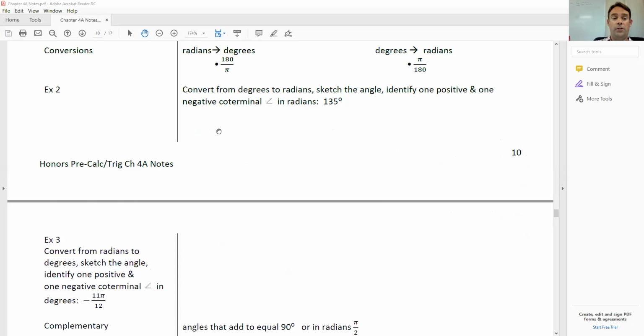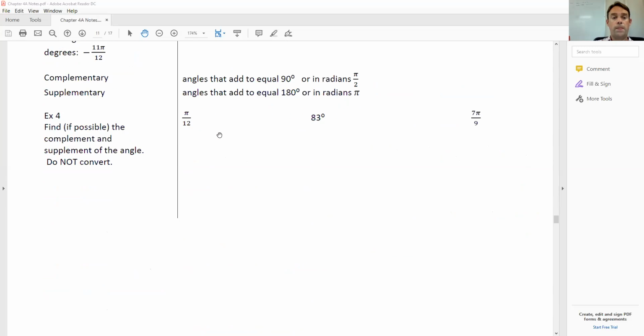All right, so we've learned to convert, we're sketching, we're getting positive and negative coterminal angles. We're just about done here, friends. And the last thing we have is we're dealing with complementary and supplementary angles. Now remember, this idea of complementary is back in Integrated 1 and 2. There are two angles that add up to 90 degrees. Well, now they also add up to pi over 2, because 90 degrees is the same thing as pi over 2.